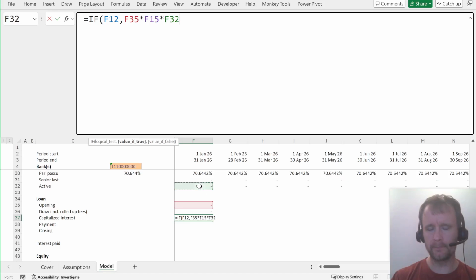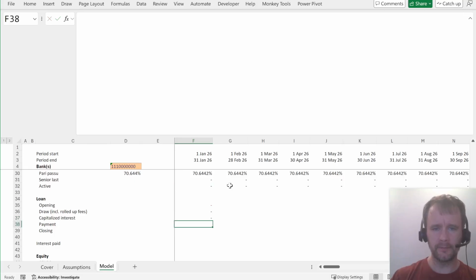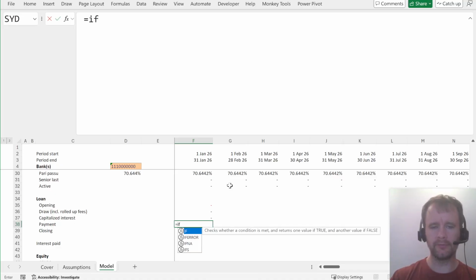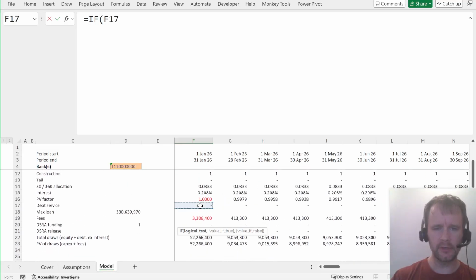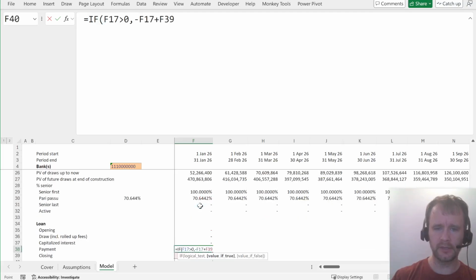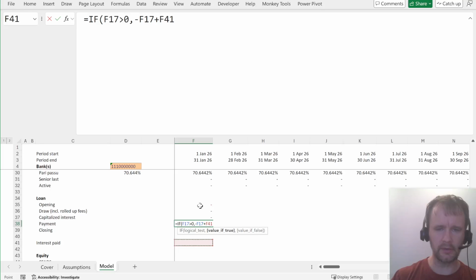Debts share. Because in a scenario where we're doing pari passu, then some of the interest gets paid by equity. Otherwise 0. Then the payment is going to be, we can just say if the debt service is positive, because that means that we are in operations, not construction, and we're not in the tail period because we've already factored both of those into debt service. So if debt service is greater than 0, then it's going to be minus debt service plus the interest paid, which we will calculate in a minute, and otherwise 0. And then closing is just going to be the sum of all those.